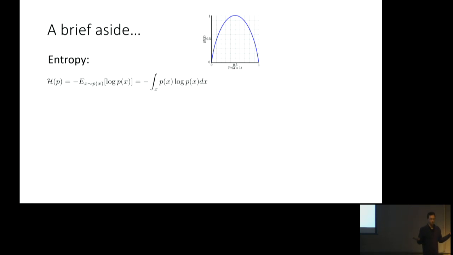Deterministic variables have an entropy of 0. Very, very random variables have high entropy. So the intuition behind entropy is that it measures how random a random variable really is. Deterministic random variables have the least entropy. Very stochastic ones have the most entropy.